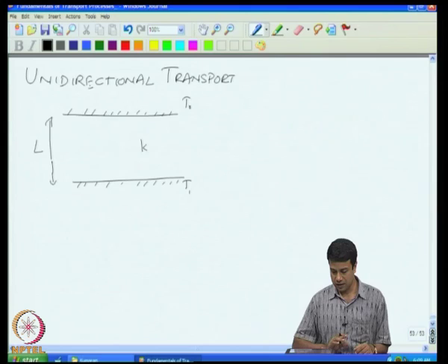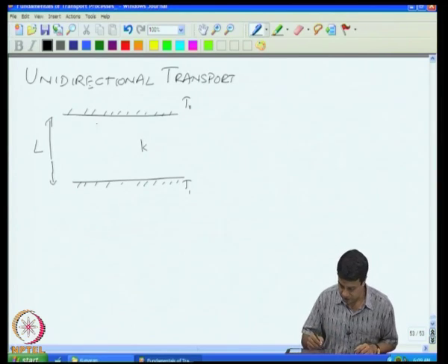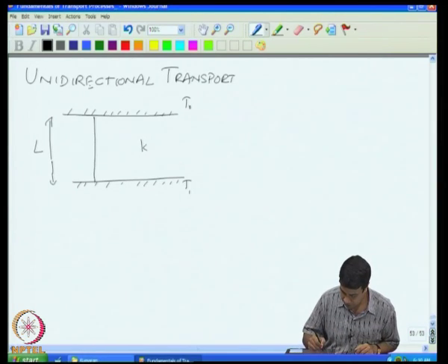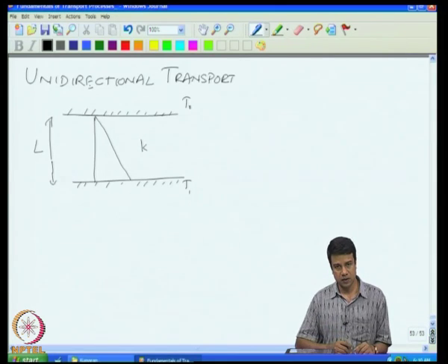In the case of steady state, it is quite easy, it is just a linear variation of temperature between the two plates. So, finally, at steady state, the temperature would be linear. It would start at T naught over here and go to T 1 over here. A linear variation in temperature. But that is not the only situation.